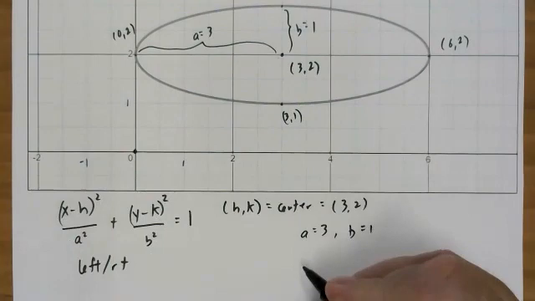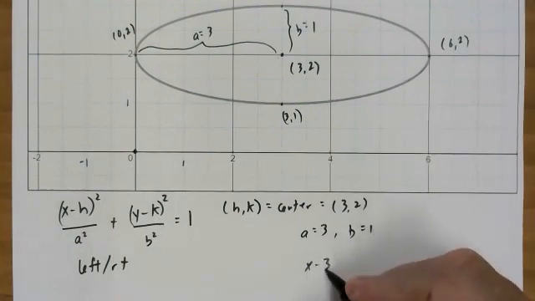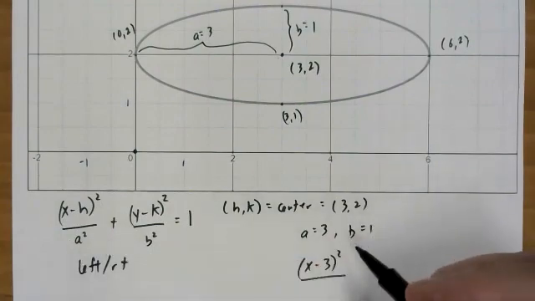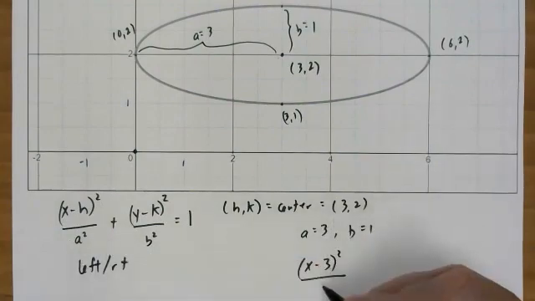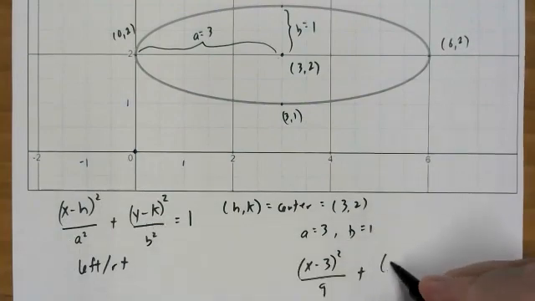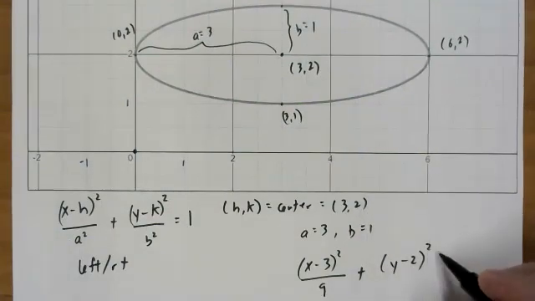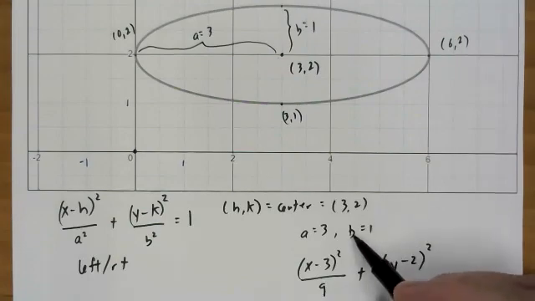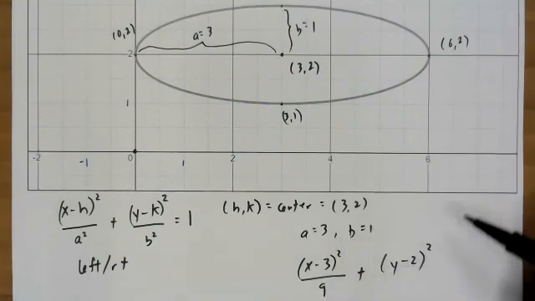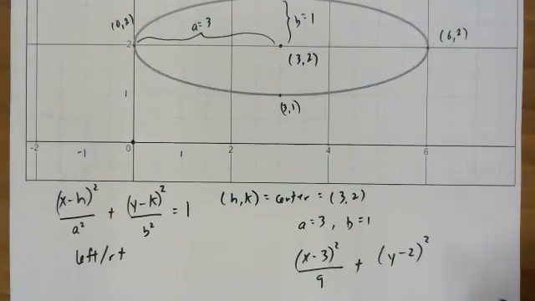So X minus H, X minus 3, quantity squared over A squared. A is 3, 3 squared is 9, plus Y minus K. K is right here, 2. So Y minus 2, quantity squared, over B squared. B is 1, so there's really no fraction here. And then this equals 1.